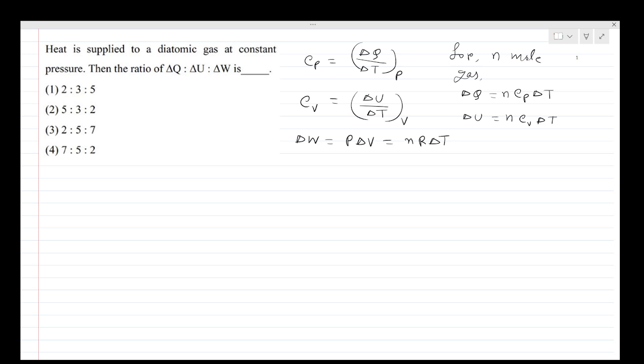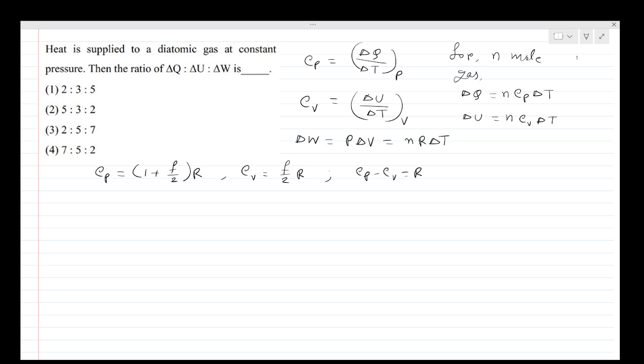But how can we calculate Cp, that is, the specific heat capacity at constant pressure and constant volume? Before Cp, we can write Cv equals f by 2 R. What do we mean by f? f is the degrees of freedom. As we know, Cp minus Cv equals R, so we can easily write Cp equals 1 plus f by 2 into R.